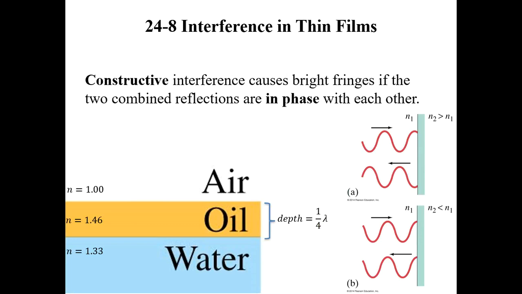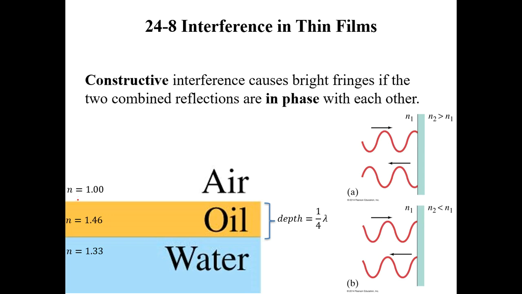So I zoomed in here on the air, oil, and water surfaces. The index of refraction of air is 1.0. The index of oil depends on the type of oil you're dealing with. I just picked one, I think it was olive oil. Oil is going to have an index of refraction somewhere around 1.45 to 1.46. And then water has an index of refraction of 1.33.